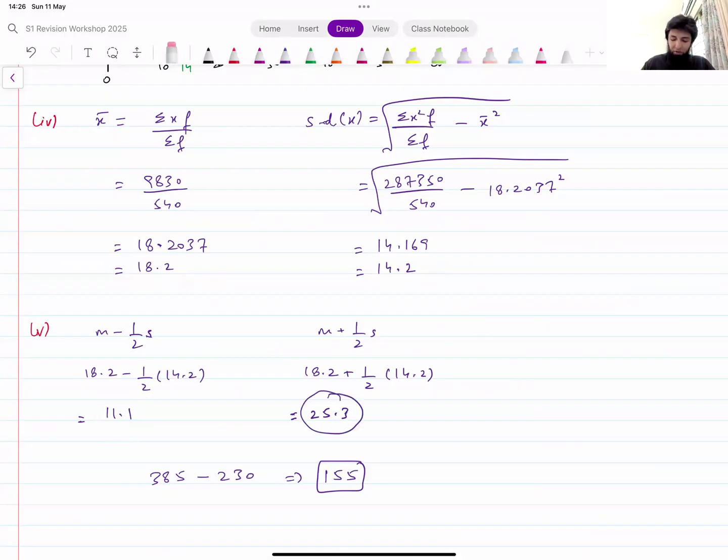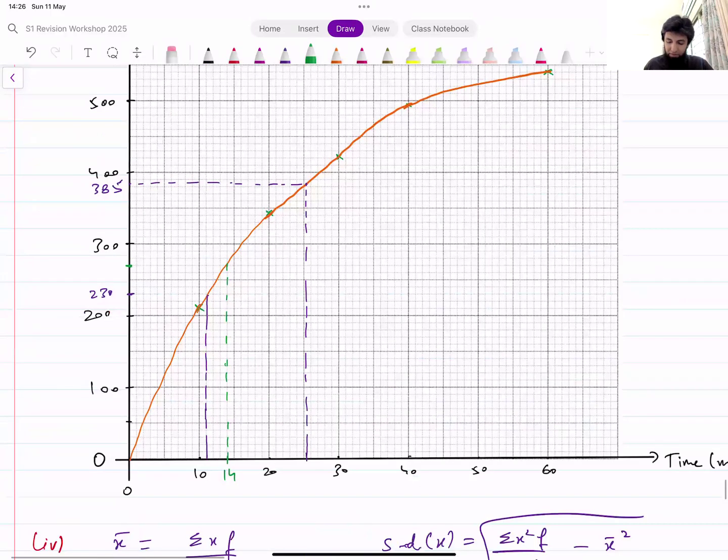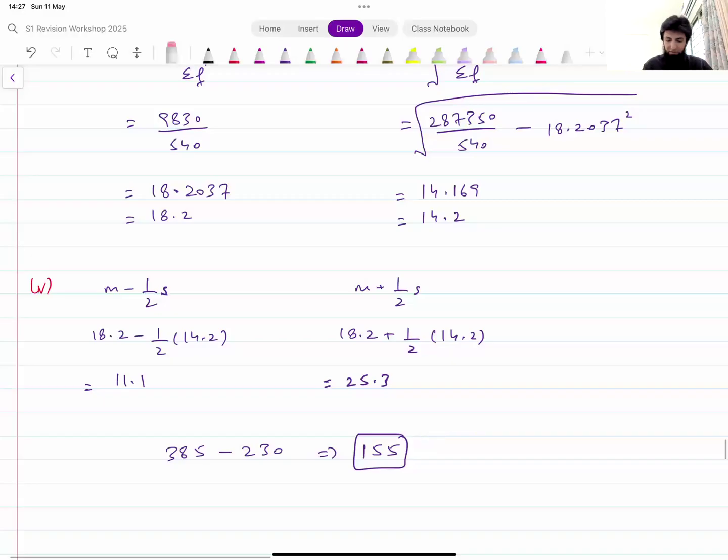Now you want to find the number of people who enter the store within this time interval, 11.1 to 25.3. Go to the graph. This is 11.3 and this is 25 point something. On the vertical axis, you get 230 and 385. So the difference between them will give you the number of values, which turns out to be 385 minus 230, which is 155. That's the result that we got. Okay, turns out it wasn't that difficult.